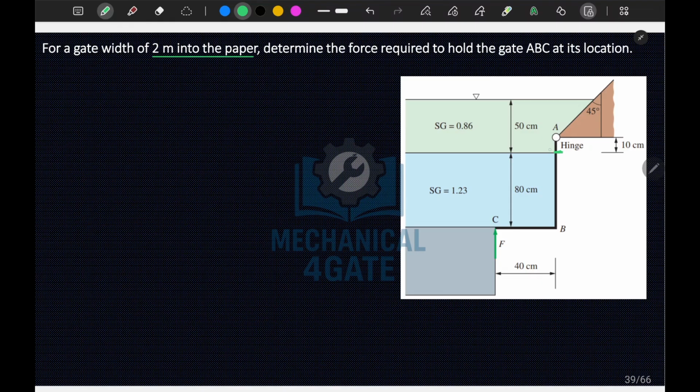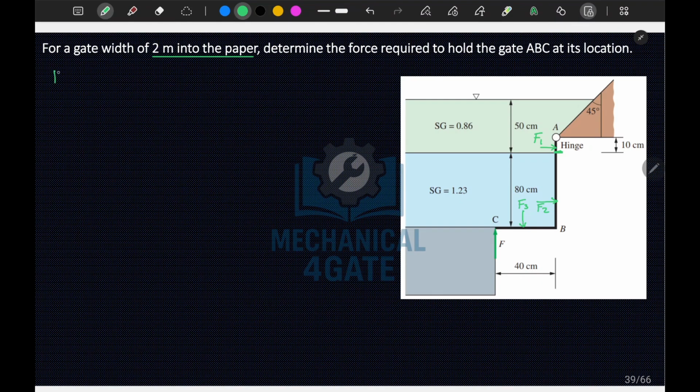So we will consider, let's say, F1 to be the force acting on this surface, F2 to be the force acting on this surface, and F3 to be the force acting on this surface, okay, because we can break the surface into three parts now, okay. I hope you get this point, okay. Now what we will do, we will calculate each and every force and their center of pressures, okay.